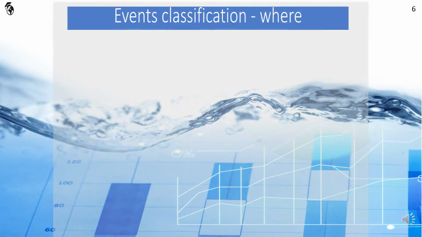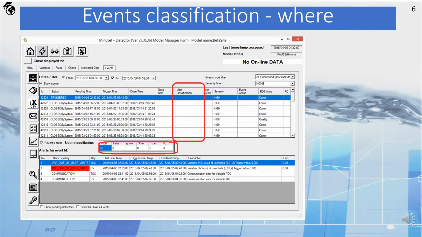Events classification status and dates are all listed in the Events panel. Statistics will be displayed about how many false, ignore, other, and true events occurred during this period. These statistics indicate whether or not the model is reliable.